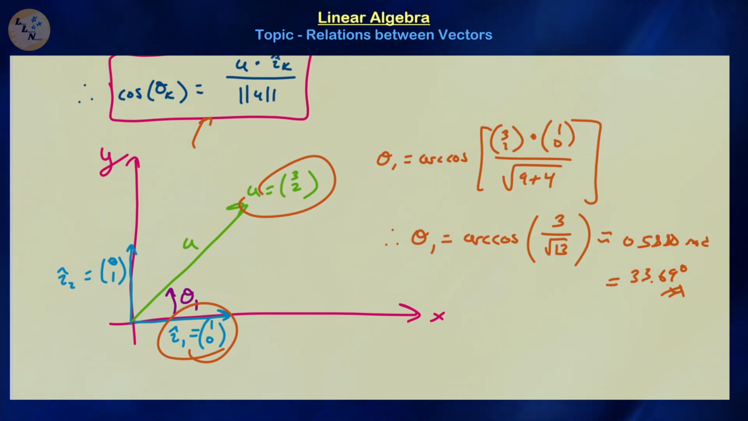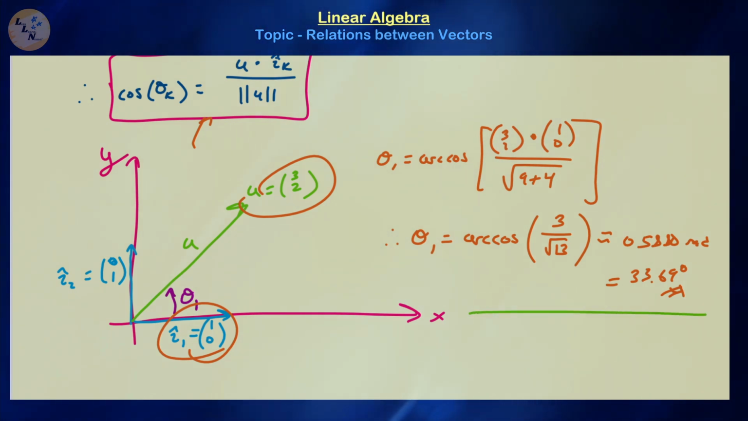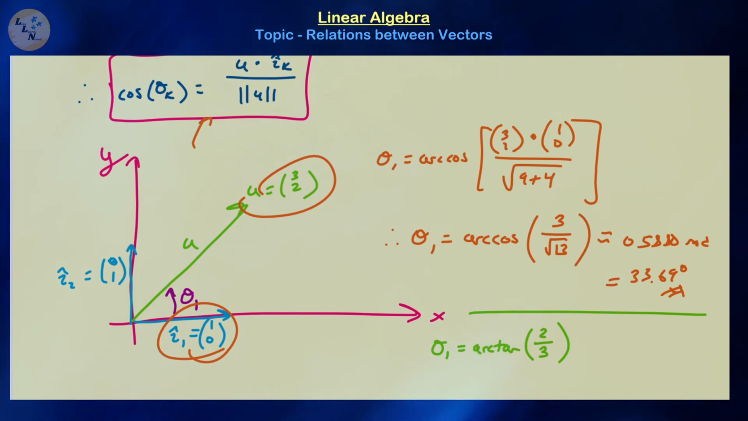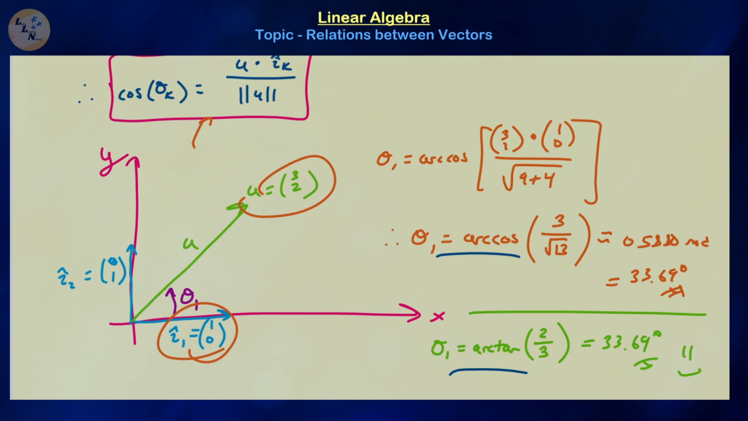Now, is this the same exact answer as the other formula that we have? The other formula said that theta 1 should be equal to the arc tangent of the vertical component, which is 2, divided by 3, and you should see that that is also equal to 33.69 degrees. Isn't that interesting? If you have some rigorous understanding of trigonometry, you should be able to prove why these two formulas give you the same exact answer. So that's pretty interesting to explore.